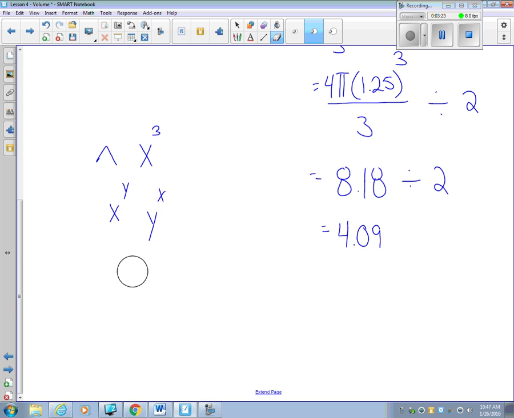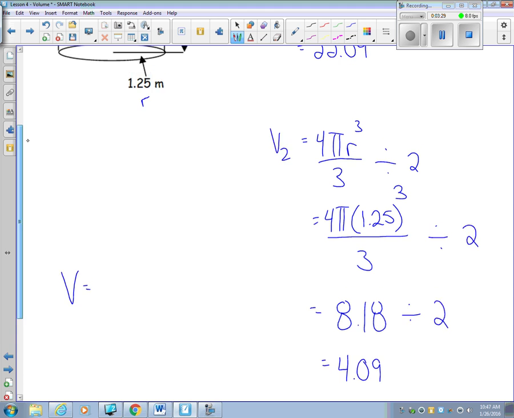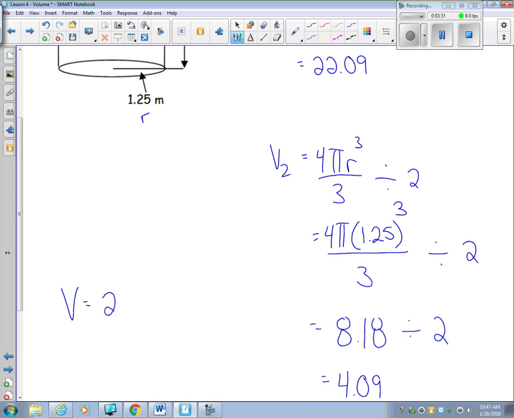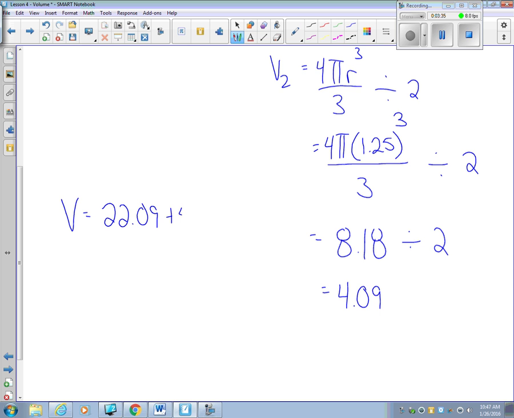So then we want to find our total volume, the overall volume. We're going to take the 2 parts. Right? The part of the cylinder, 22.09, and the part of the half sphere, 4.09. And we get a total of 26.18. This is meters cubed. And that takes us through a more complicated shape, in fact, a composite shape.